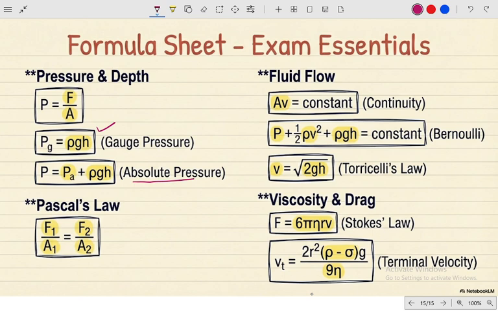And we can find F2 is equal to A2 by A1 into F1. And what is that A2 by A1? This is the mechanical advantage of the device. This is known as mechanical advantage.